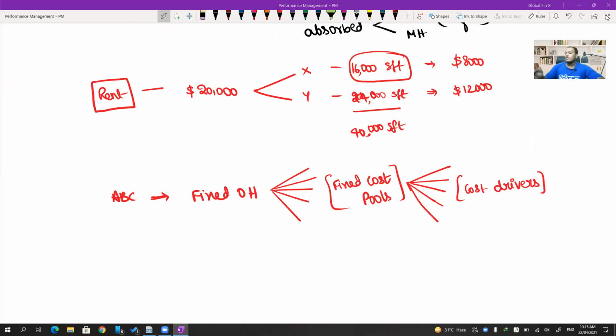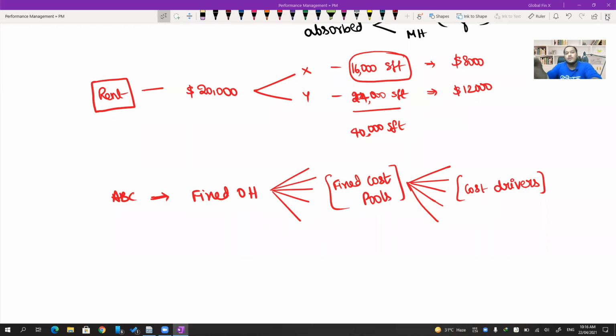Yes? Okay. So under absorption costing, there was only one cost driver, either labor hours or machine hours. But under ABC costing, we identify different cost pools. For each cost pool, a different cost driver will be there. For each cost driver, a different overhead absorption rate will be there. It may be $1,000 per SFT, $2,000 per SFT, $500 per SFT. That is the overhead absorption rate for rent, for the space occupied cost driver.